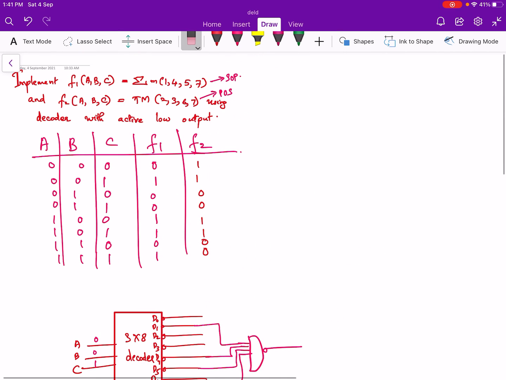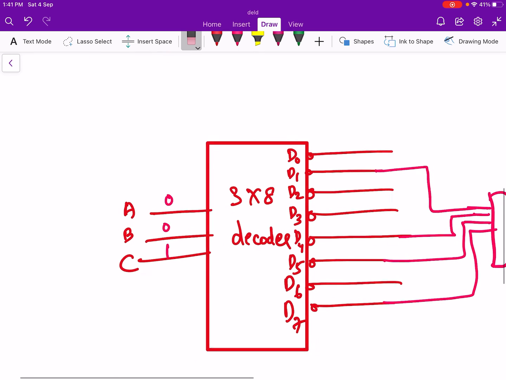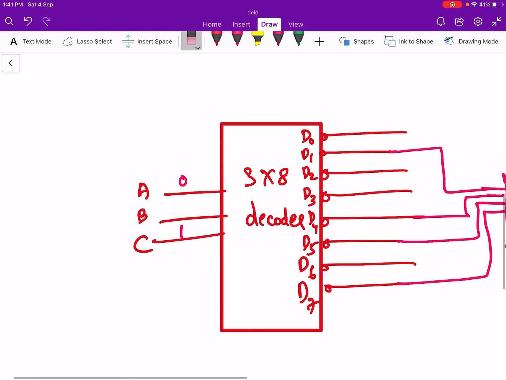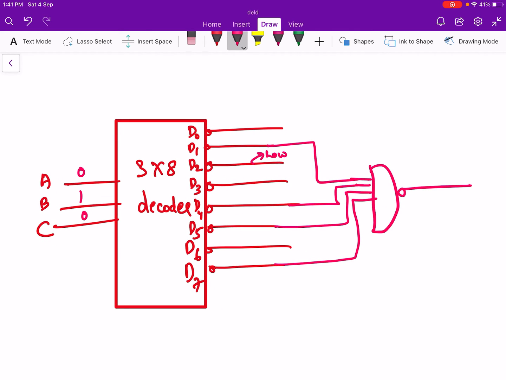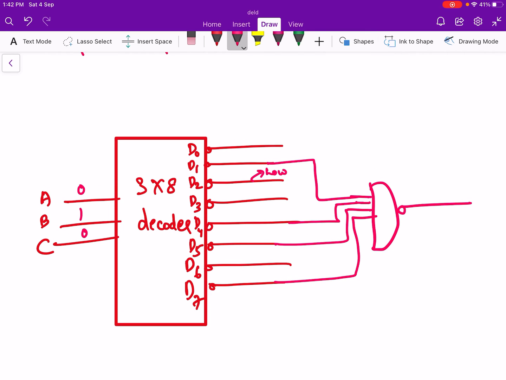POS function is pi M 2, 3, 6, 7. So if 2 comes at the input, then D2 will be low, and correspondingly we must get a low at the output also. 2, 3, 6, 7 is the product of sums form. So if we give 2 over here, since it is active low, we will get a low over here. We should give it to a gate such that at the output of the gate also we must get a 0, since it is in the POS form.